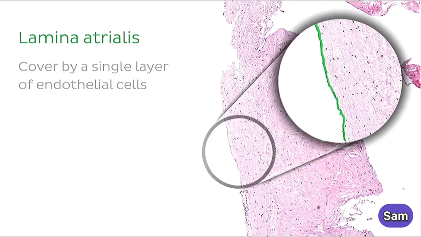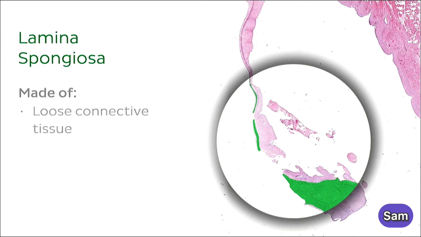The layer of the mitral valve cusp that we can see highlighted here is the lamina spongiosa, and this layer is made up of loose connective tissue as well as some collagenous fibers. The lamina spongiosa is most developed at the free margin of the cusp, which comes in contact with the opposing cusp of the mitral valve.